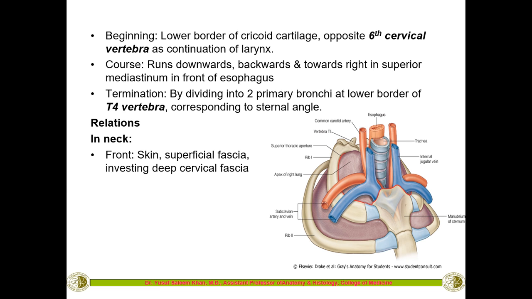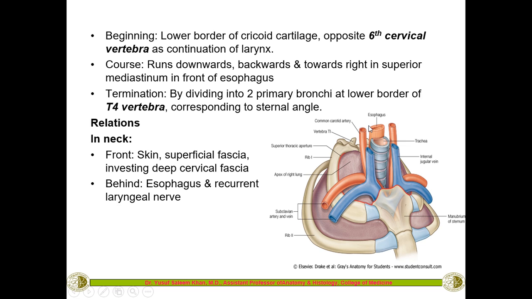Relations in the neck. So in the front, in the neck, if you see here, it is very close to the skin, superficial fascia, and the investing deep cervical fascia. So those are the only structures which will be covering this trachea. So you can feel, if you press the neck at the upper border of the sternum, the manubrium sterni, here you can feel the trachea itself. Because it is just covered by skin, superficial fascia, and the investing deep cervical fascia. Behind we have the esophagus.